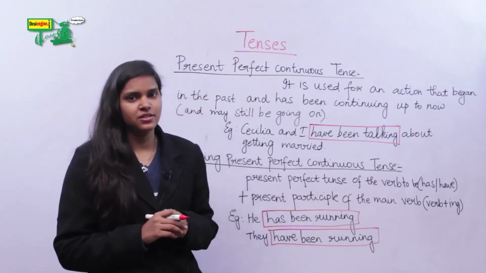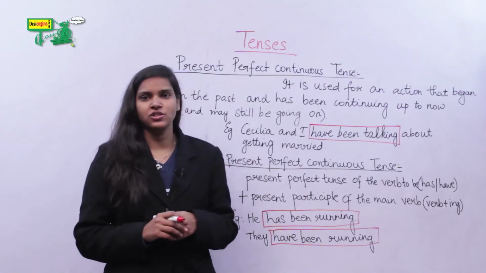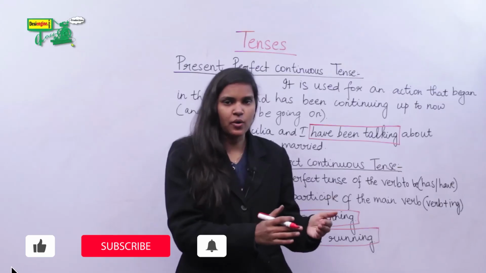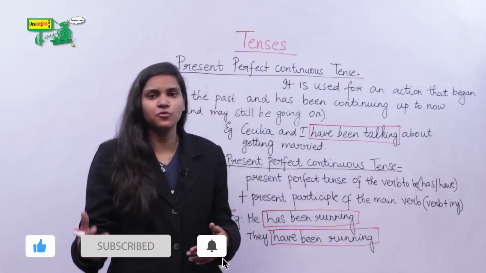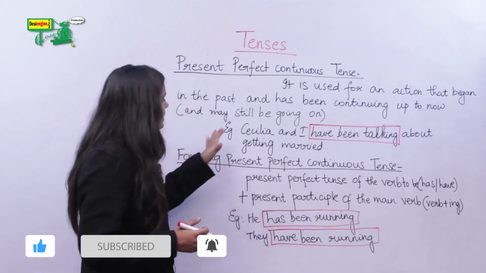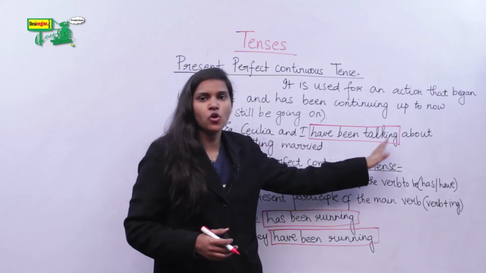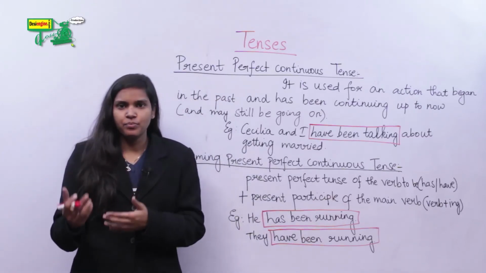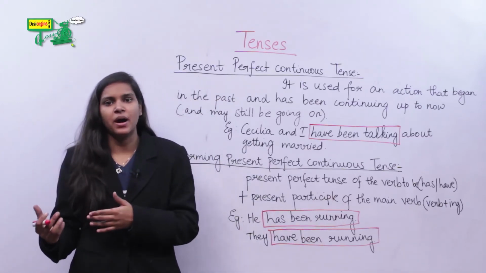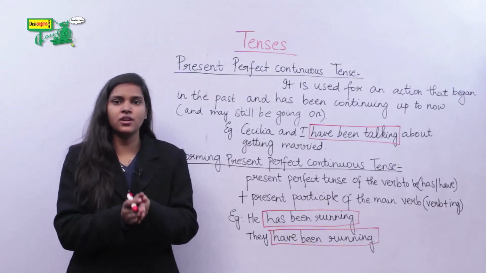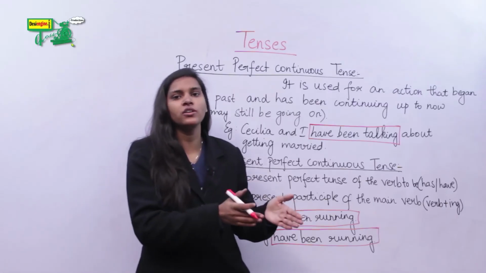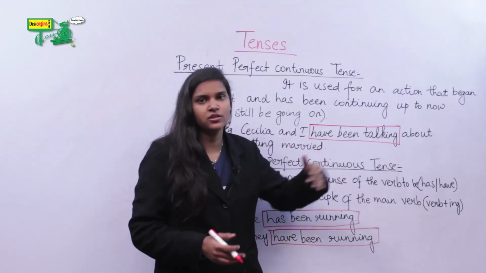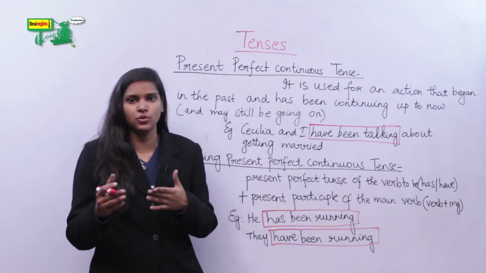Present perfect continuous is used to show an action that began in the past and is continuing up to now and may still go on in the future. For example, Cecilia and I have been talking about getting married. That is, the process of talking might have started in the past, it is continuing up till now and is still going on in the future. That's why we have used have been talking, the present perfect continuous tense of the verb.